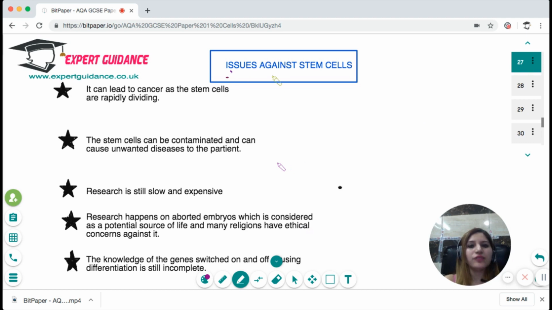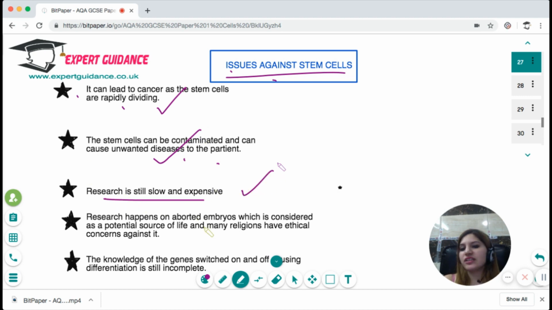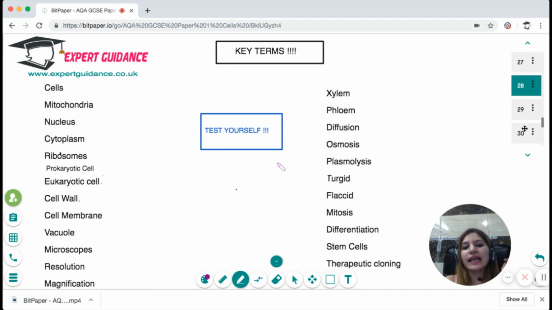However, there are a lot of issues against stem cells. As the stem cells are rapidly dividing, if we introduce the stem cells into an organism, it can lead to cancer. The stem cells can be contaminated and can cause unwanted diseases to the patient. The research in stem cells is still slow and expensive. The research happens on aborted embryos, which is considered a potential source of life, and many religions have ethical concerns against it. And the knowledge of cell specialization, what genes get switched on and off on differentiation, is still incomplete.